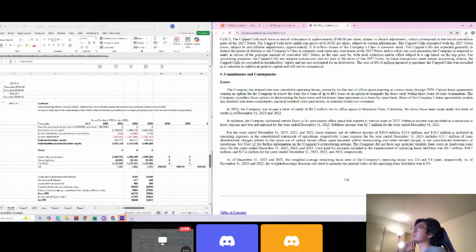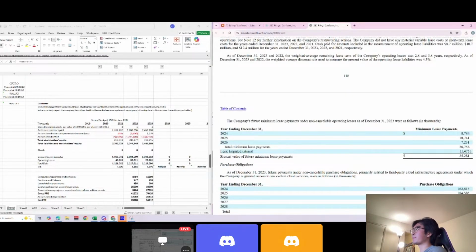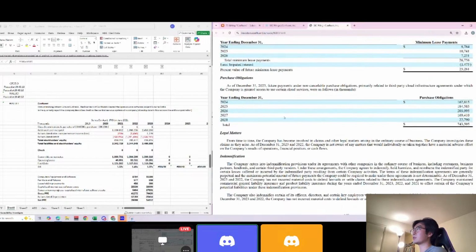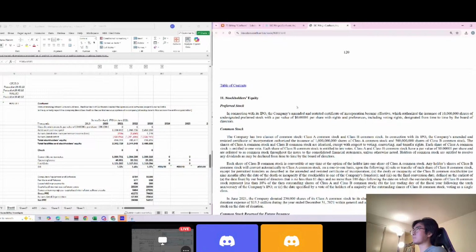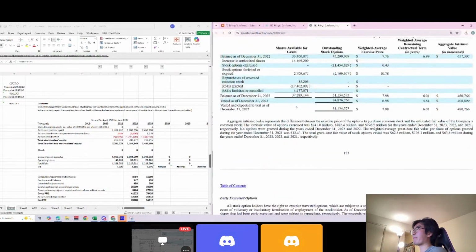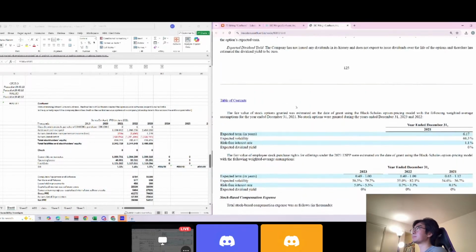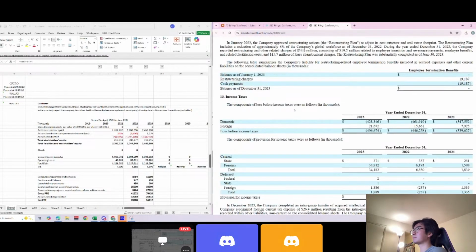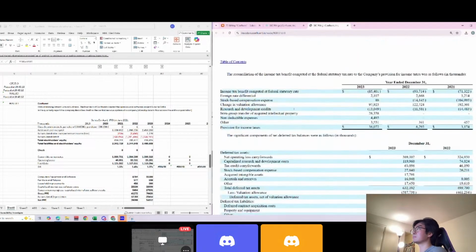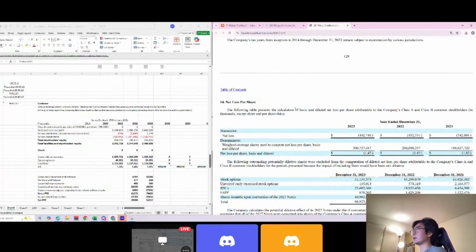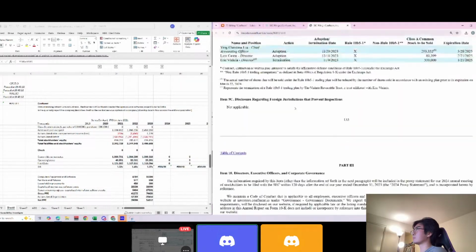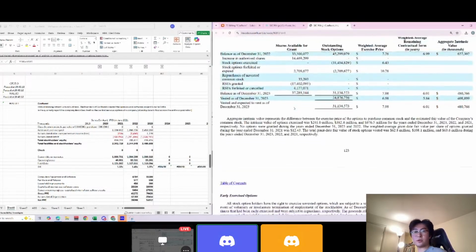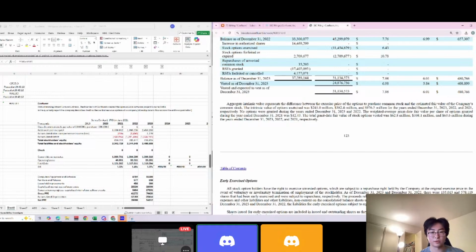Leases. Minimum lease payments, purchase obligations. Yeah, so this is pretty. Yeah, I guess we'll call this pretty substantial in terms of the information they give us.